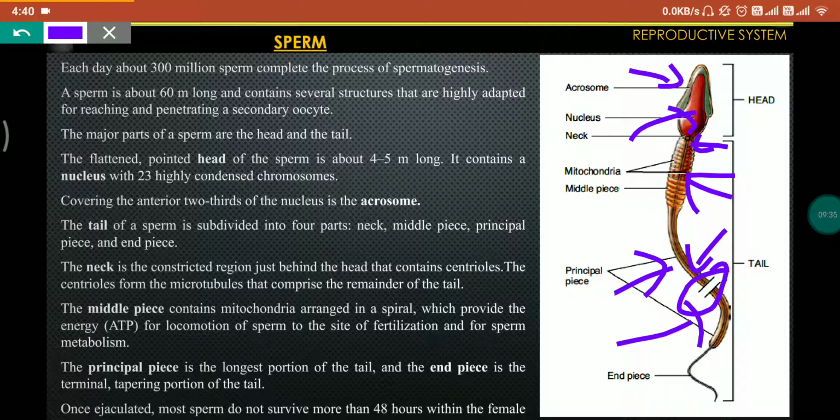And the middle piece consists of mitochondria, and this mitochondria cannot enter into the ovum, since offspring don't have mitochondria derived from males. Offspring have mitochondria from mothers, since the mitochondria in the sperm is left outside. The principal piece is the longest piece, and the end piece is a small terminal tapering point, which helps in the movement of the sperm cell towards the ova.